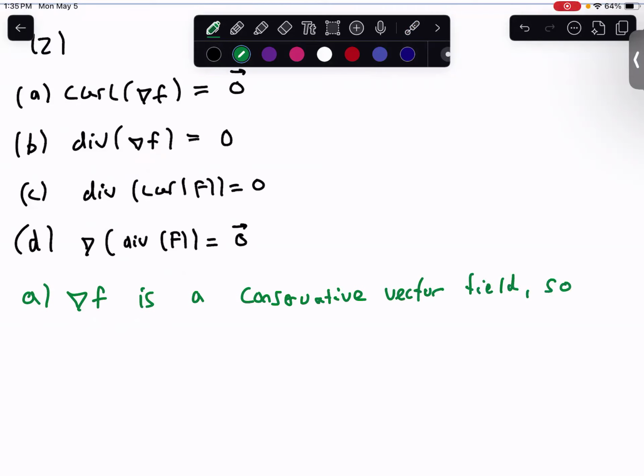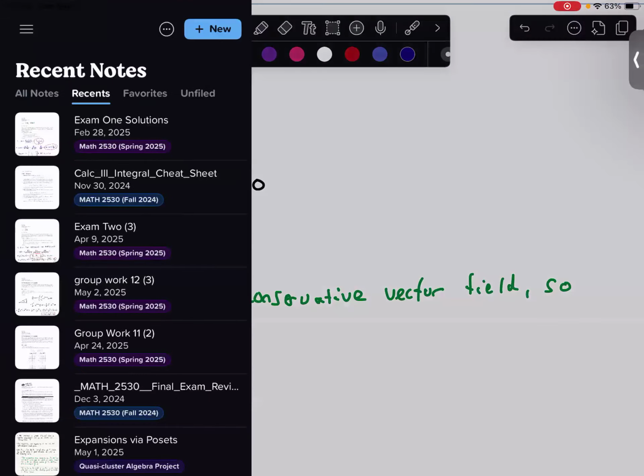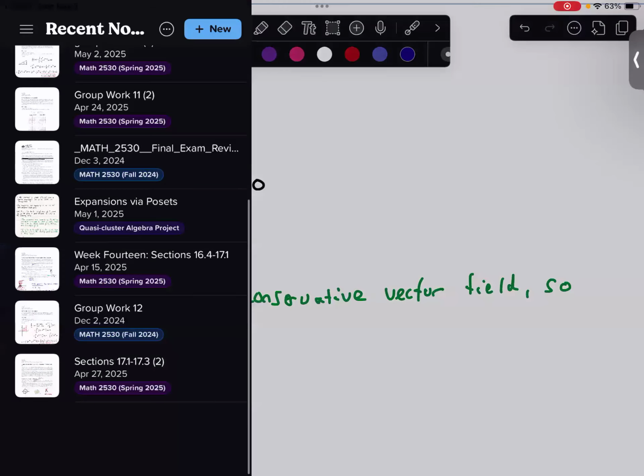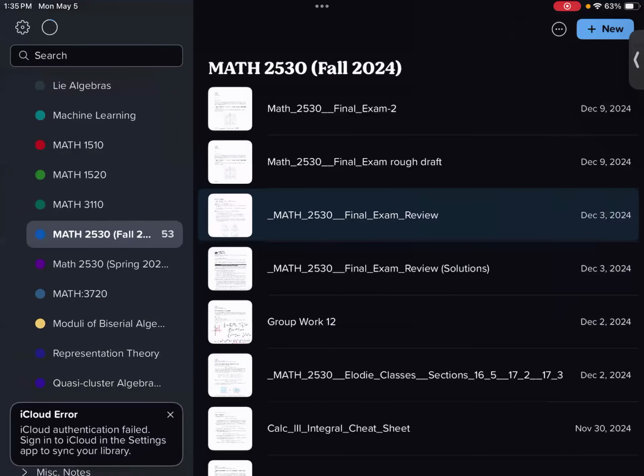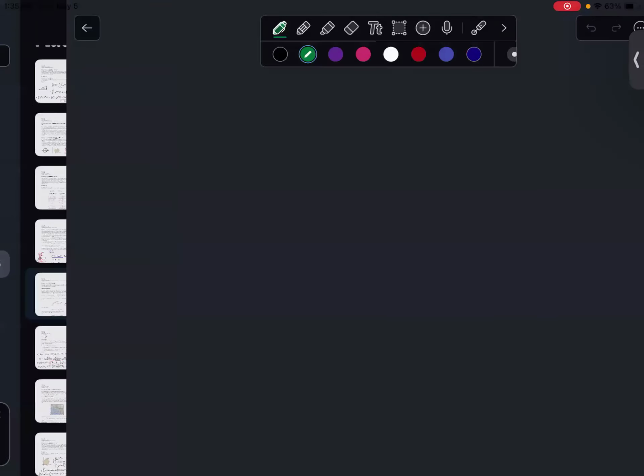And so what this means is that the curl of the gradient of f is equal to 0. So this is something we looked at. Let me see if I can find the notes. In case you don't remember this, we talked about this a little bit when we did section 16.3.